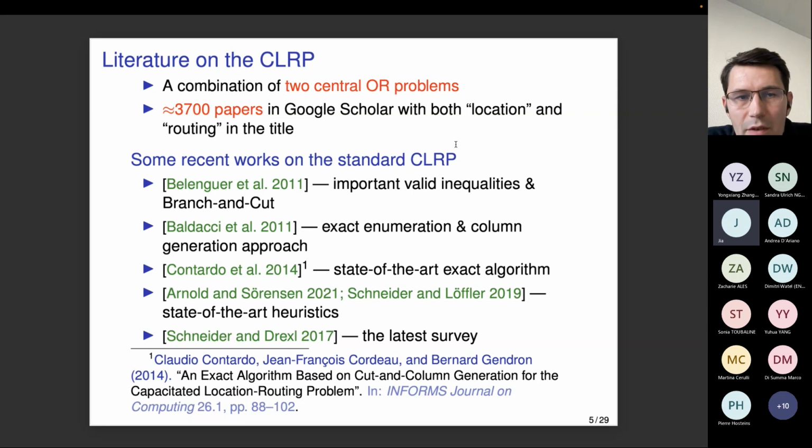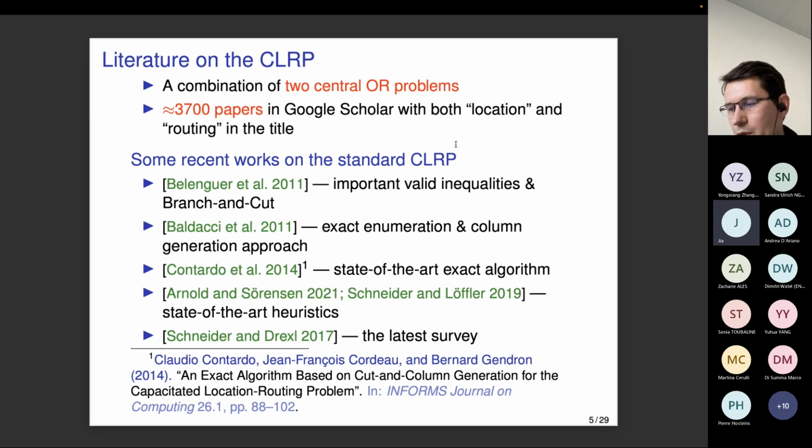As you can see, the literature on this problem is extensive, and here I give only some references on the standard capacitated location routing problem. This is of course biased, and also not a complete literature review. In Belenguer et al. 2011, they gave an important set of valid inequalities, which we will also use, and a good branch-and-cut algorithm. In the same year, Baldacci et al. proposed a column generation based algorithm.